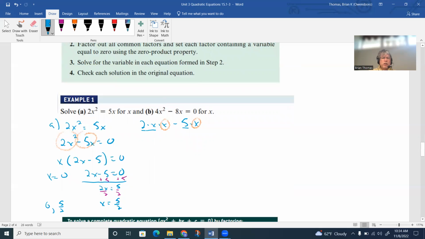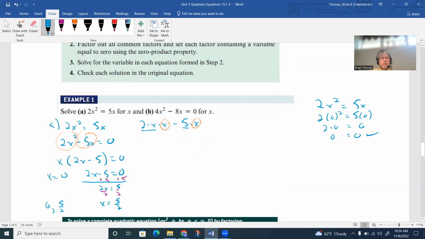Now, if I want to, I can check them in the original equation. So if you have 2x squared equals 5x, if I put 0 in, this is 2 times 0 squared equals 5 times 0. Well, that's going to be 2 times 0, which is 0, and 5 times 0 is 0. So since it's a true statement, that means 0 is a solution.